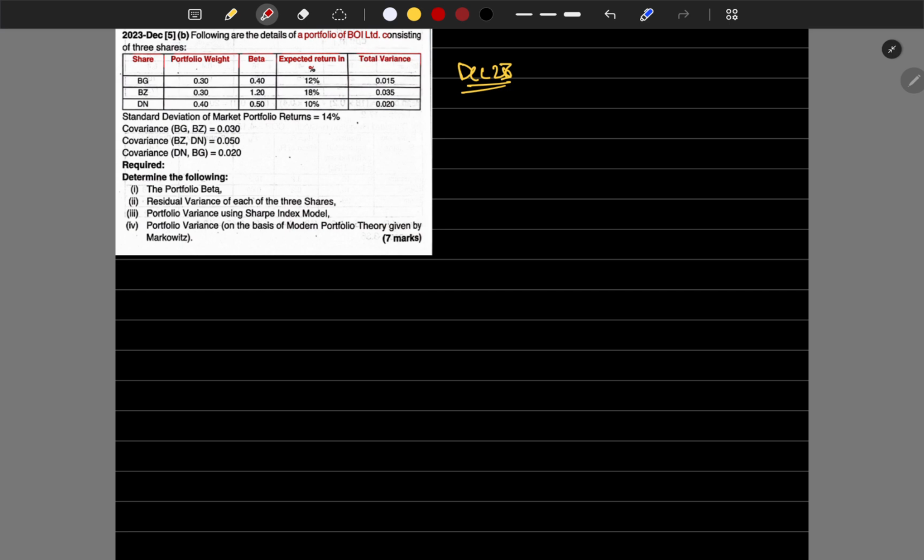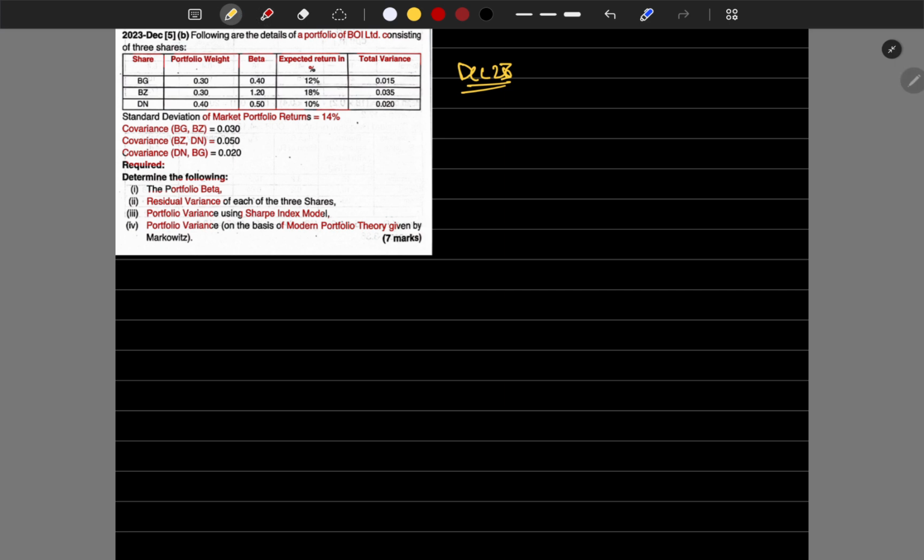Total variance is the total risk. Total risk of each security is given, the standard deviation of the market is given, and the covariance of each pair of securities is given. They have asked for the portfolio beta, residual variance, unsystematic risk, portfolio variance, total risk using the Sharpe index model, and portfolio total risk under modern portfolio theory.